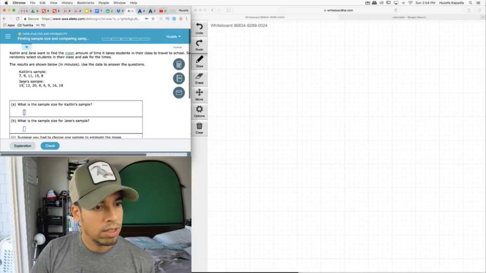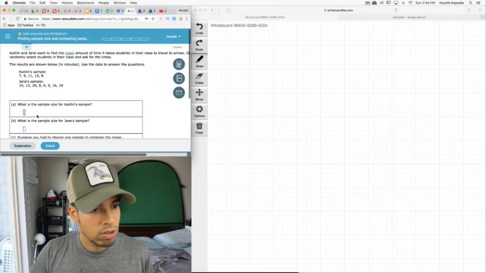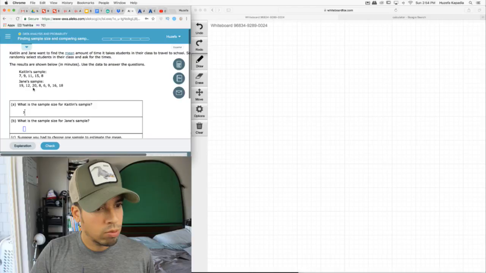What is the size of Caitlin's sample? 1, 2, 3, 4, 5. So it looks like she's got 5 pieces of data. She has 5 people. What about Jane's? We got 1, 2, 3, 4, 5, 6, 7, 8.